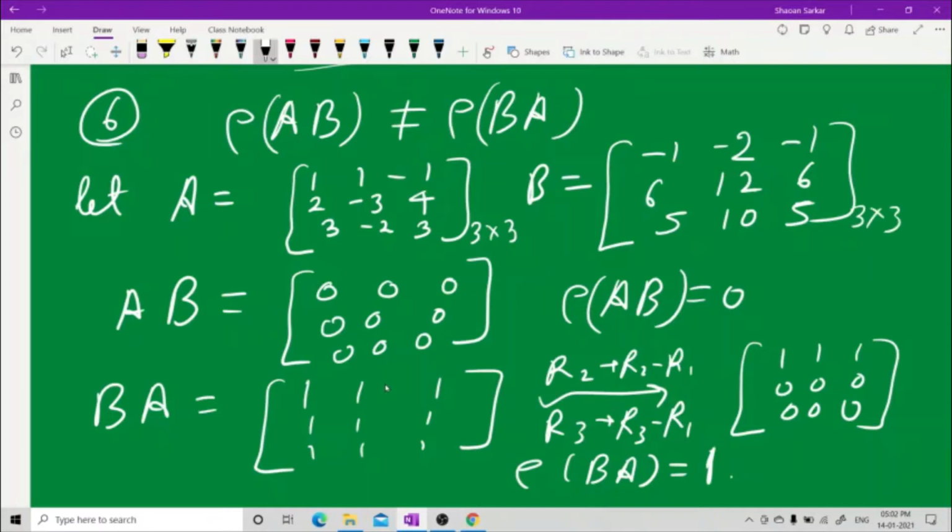You know how to multiply matrices. I'm not doing it, I'm giving you the answer straight away. Here the rank of AB came out to be 0. Now BA came out to be this. So what I did is take the row operations R2 minus R1 and R3 minus R1. So what you got is 0, 0, 0 and 0, 0, 0. The rank of BA is 1 here. So rank of AB is not equal to rank of BA.